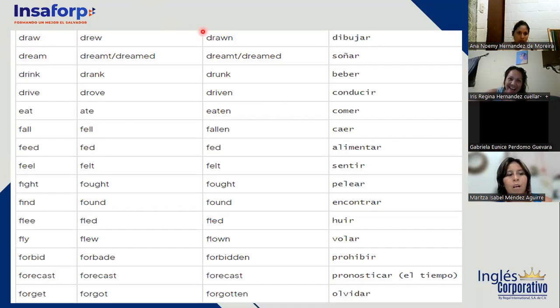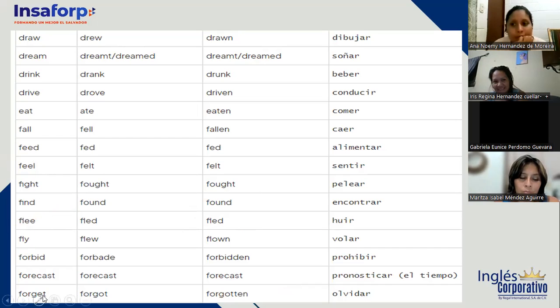So we have draw, drawn, dream, dreamed or dreamt, drink, drunk, drive, driven, eat, eaten, fall, fallen, feed, fed, feel, felt, fight, fought, find, found, flee, fled, fly, flown, forbid, forbidden, forecast, forecast, and forget, forgotten. So you can check right now how you did it. You see, you have to study the verbs, guys. It's very, very important that you study the verbs. That's one of the main things that we have to practice as much as we can.